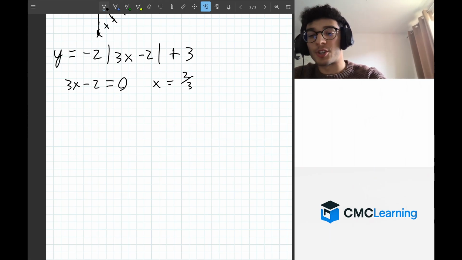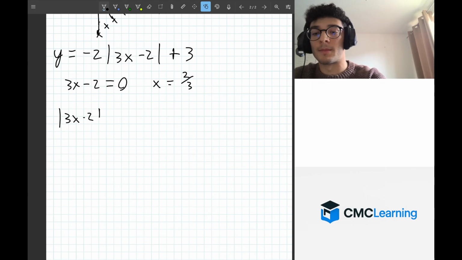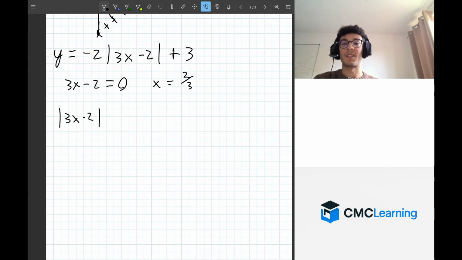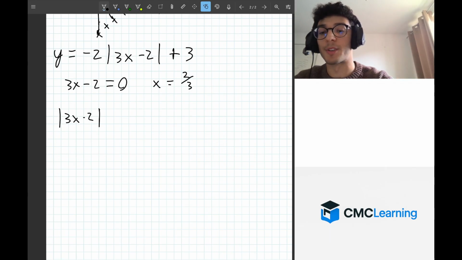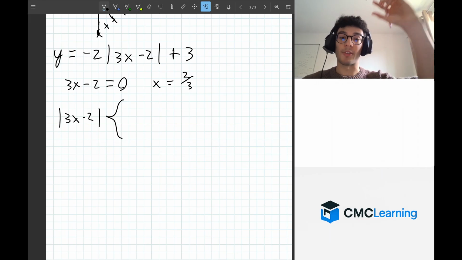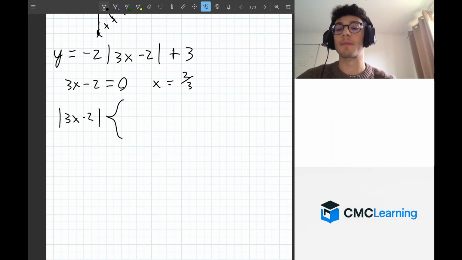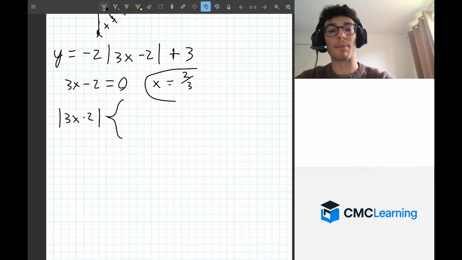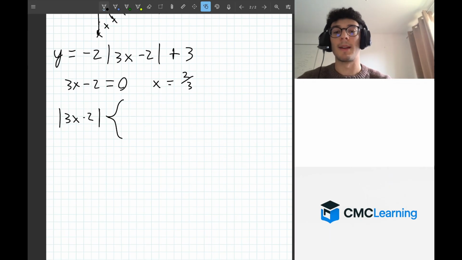Now what we should aim to do is write this function here as two separate functions. I can do that with these curly brackets here. I want to write two separate functions with two separate conditions on x, and essentially when I put them together, when I consider them both, I should get my modulus function.